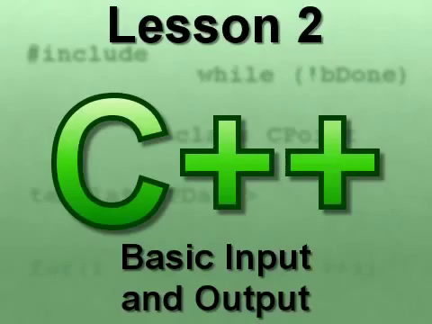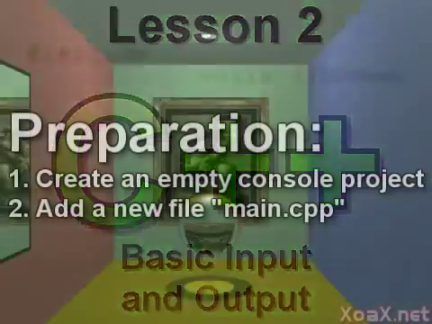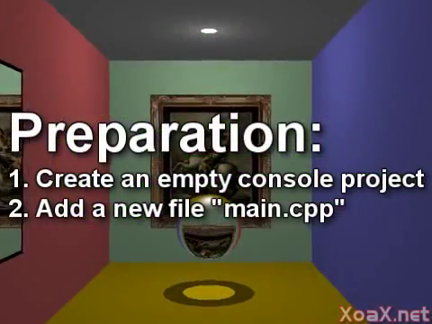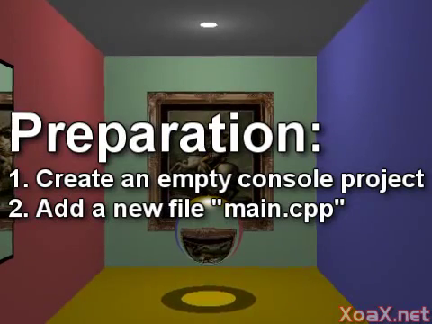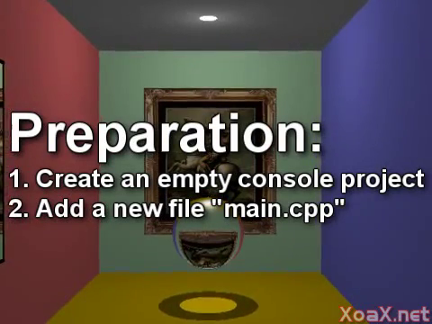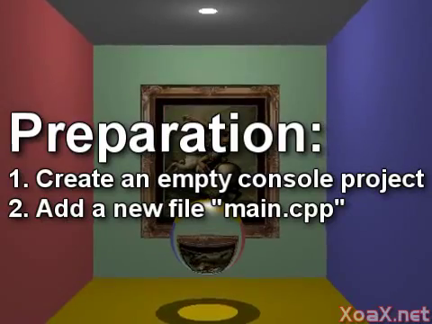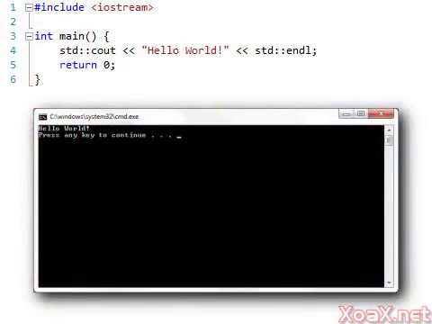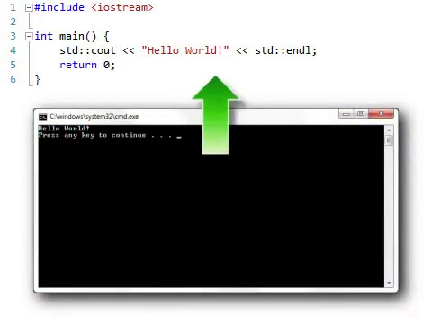Lesson 2, Basic Input and Output. To follow along with this lesson, you will need to create a new console project and add a new file named main.cpp to it, as we did in Lesson 1. In this lesson, we explain the basics of how to send data to programs and get feedback from them.